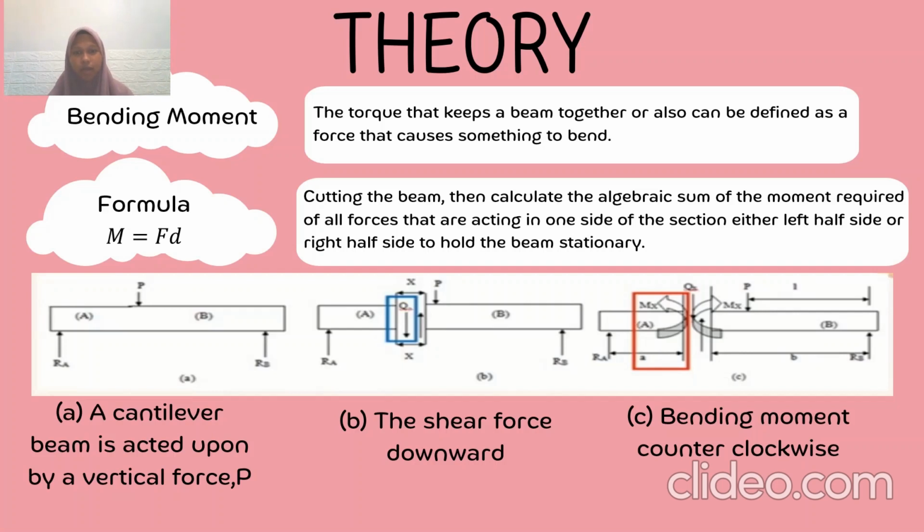We cut the beam, then calculate the algebraic sum of the moments of all forces acting on one side of the section, either the left half or the right half, to hold the beam stationary. As you can see, in the first diagram A, a cantilever beam is acted upon by a vertical force, which is P, downward. B is the shear force downward at the blue region, and C shows the bending moment counterclockwise for this condition in the red box.